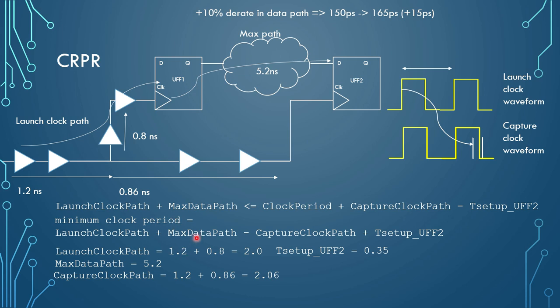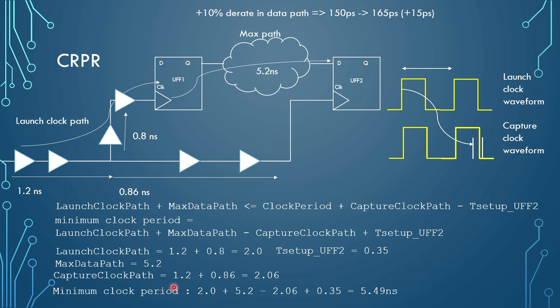Now with these values, if we want to calculate the minimum clock period that is needed for the slack to be positive, that would be calculated like this. So here 2.0 plus 5.2, that is this path plus this. So this entire arrival time should be lesser than the required time.